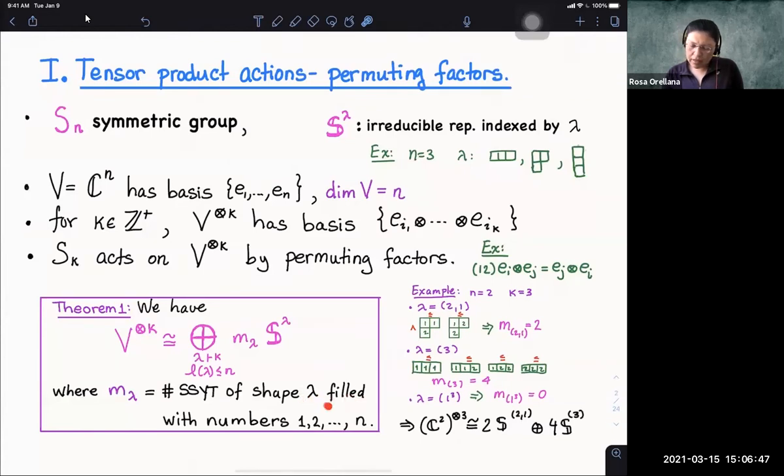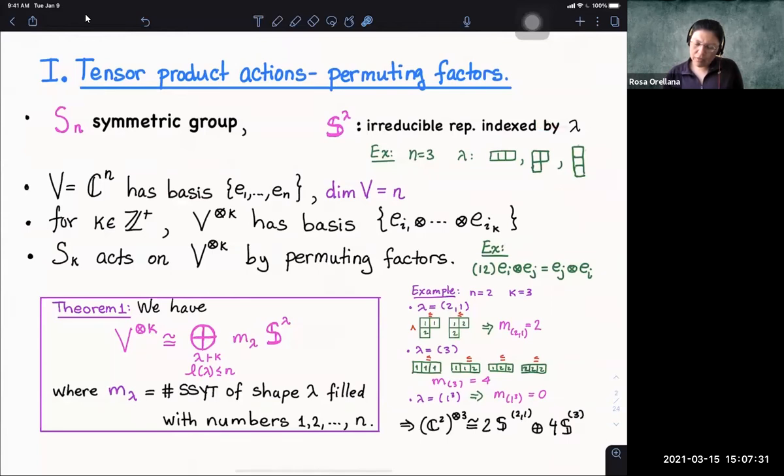Here the boxes are filled with numbers from 1 through n. Notice this n is this n right here, and the Young tableau will have k boxes because this is a representation of S_k. So you have tableaux with k boxes that are filled with numbers 1 through n, and the semi-standard condition simply tells you, as in the little example, that the numbers have to increase weakly in the rows and strictly in the columns. For instance, here when n equals 2 and k equals 3, you have tableaux with 3 boxes. These are the 3 possibilities.